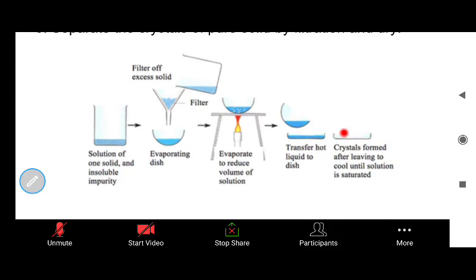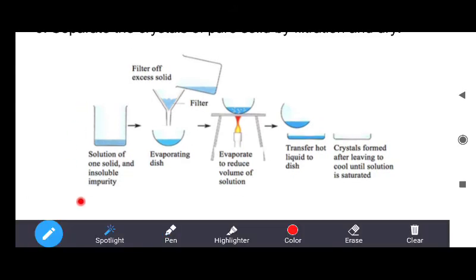So you can see this diagram of the method of crystallization. Firstly, you have to make a solution in the minimum amount of water, a solution of one solid and insoluble impurities. After that, in the second step, you have to filter the impurities with the help of filter paper. So the solid impurities remain in the filter paper while the filtrate is coming out in the evaporating dish.